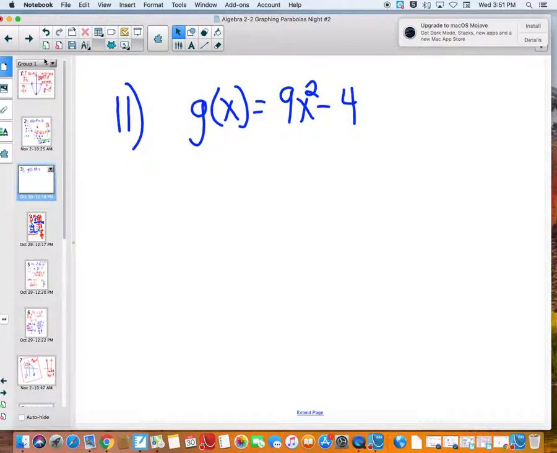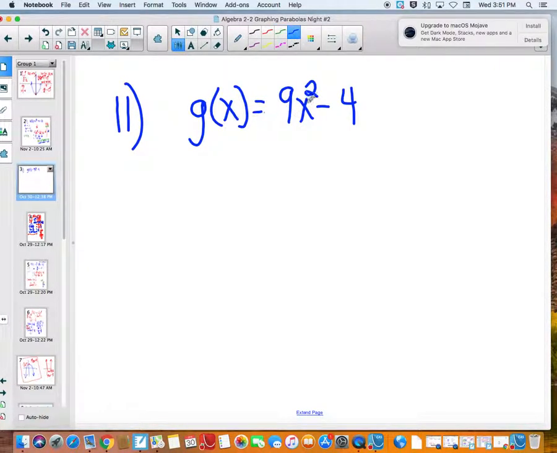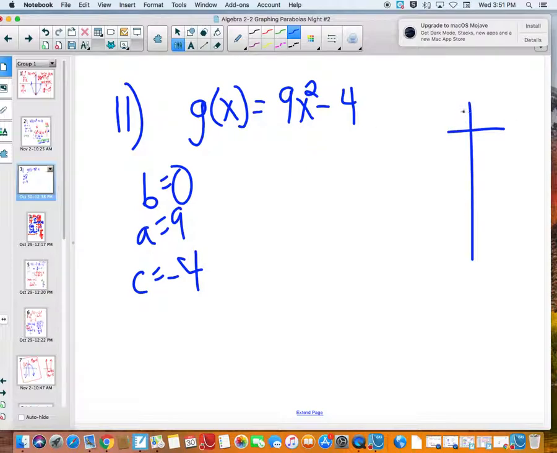Next, question 11. This one we like a little bit better than that last one because again we notice that the b term is 0. So that means that if b is 0 and a is 9 and c is -4, the opposite of b over 2a is going to be 0 over 18, which is still 0. So we get 0 as the x coordinate of the vertex. You plug that in and you get -4.